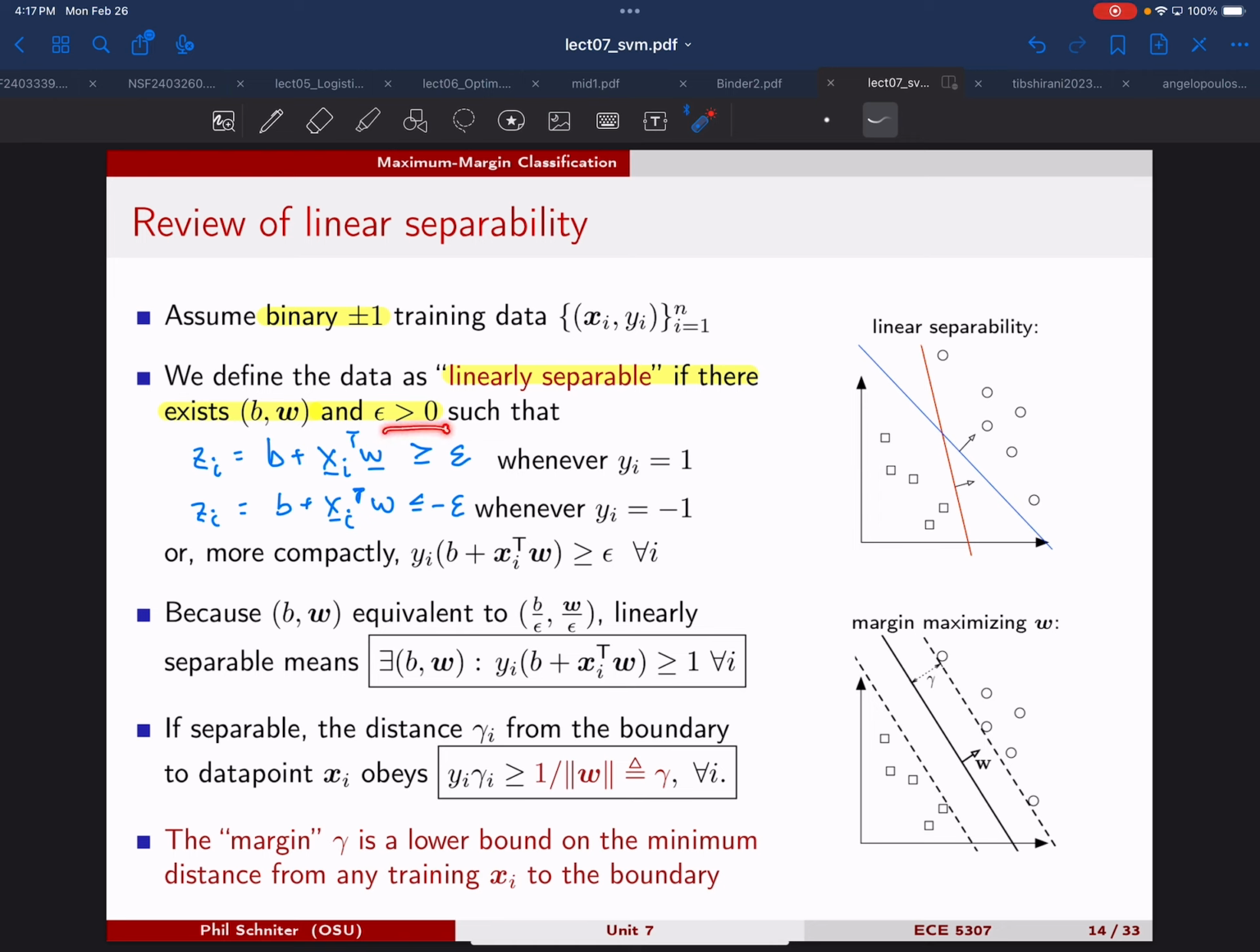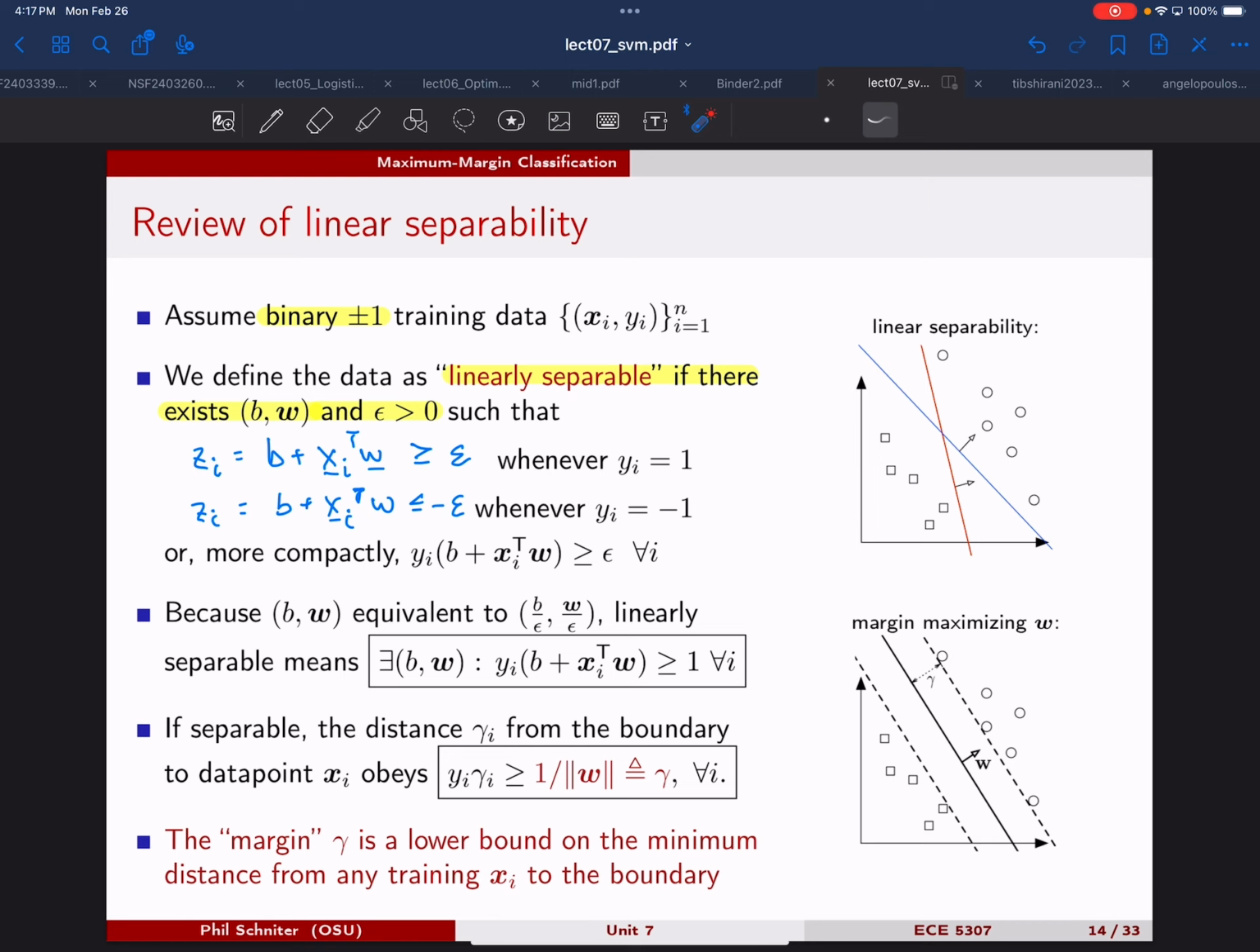Because epsilon is a positive number, so we're saying Zi is greater than or equal to some maybe very small positive number, whenever y equals 1. So that's just reflecting this idea we have about how the sign of Zi tells us the class. Okay, so that's going to be where we start. Is everybody okay with that definition? Does that part make sense?